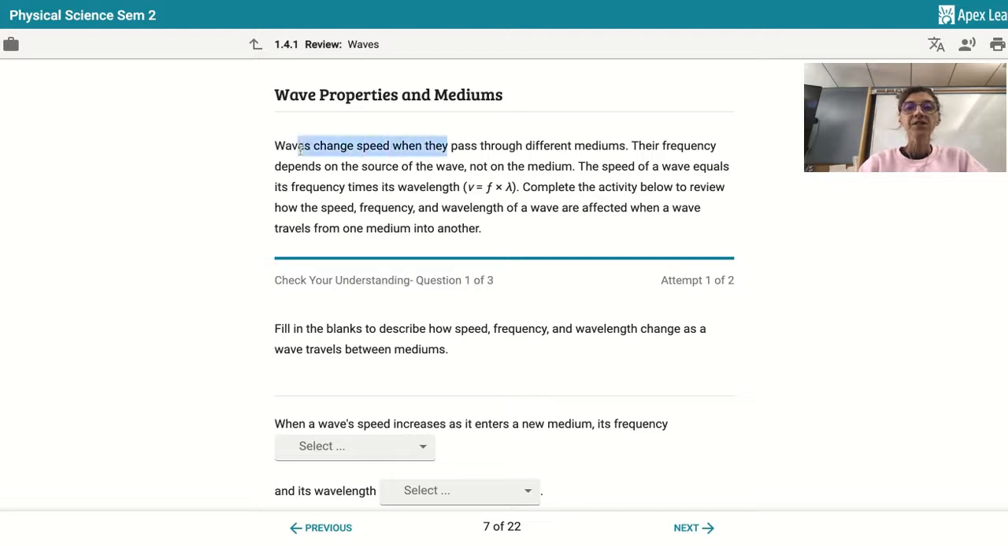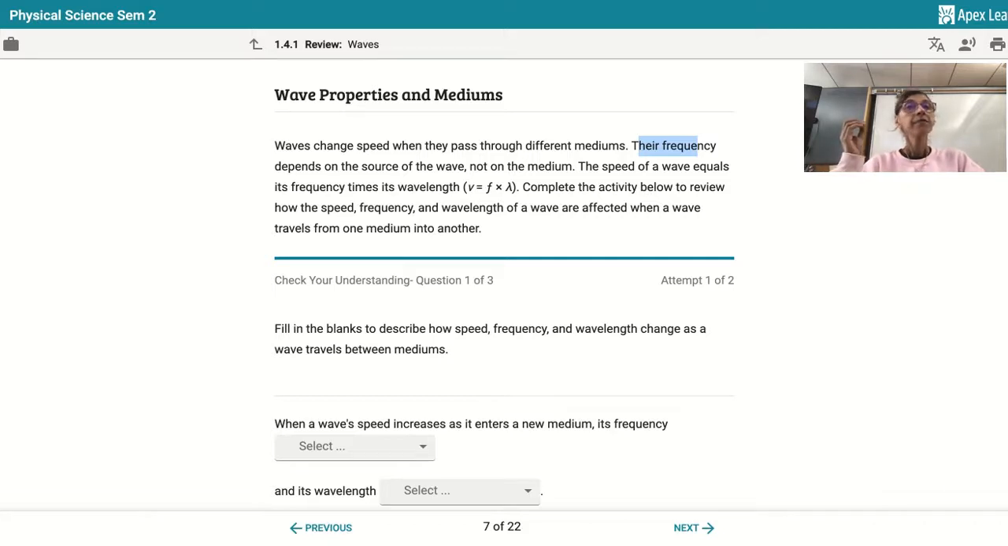Okay, waves change speed when they pass through different mediums. Their frequency doesn't change. So let's say a light wave is traveling through space and then all of a sudden it hits our atmosphere or hits water. It is going to change speed. When a wave goes from air to water, it slows down.